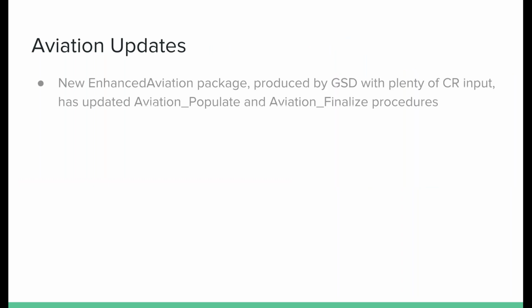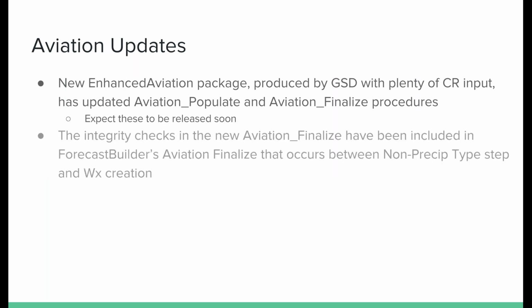In the aviation area, there's going to be a new enhanced aviation package produced by GSD. It's got a lot of Century input in there, but I want to note that there's going to be new aviation populated and aviation finalized procedures with that. Those are expected to be released soon, maybe even this month. There's various integrity checks within that aviation finalized, and those have been included in ForecastBuilder. So if you have the aviation turned on for ForecastBuilder, all those same checks are going to be in place, and those checks occur between the non-precip type and weather creation.